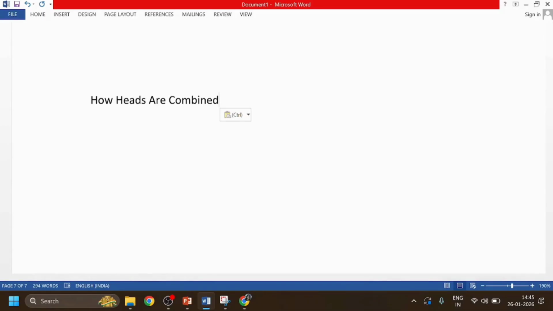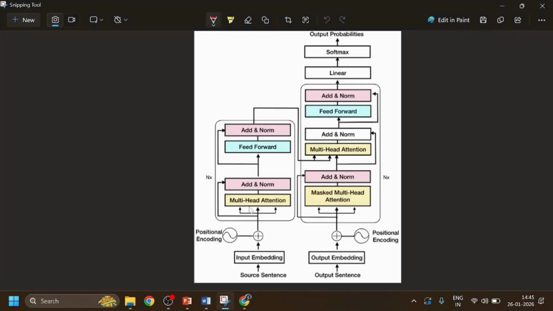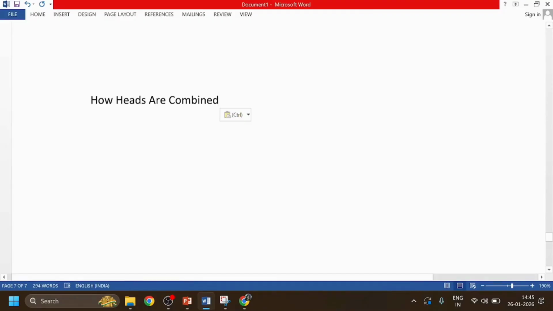Each head produces an output. Here I have multi-head attention, so we have multiple heads. Each head produces an output. These outputs are concatenated. Concatenated means joined together, not averaged. Then a linear layer mixes them.